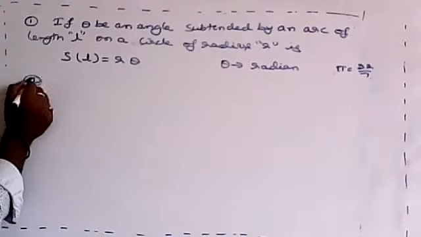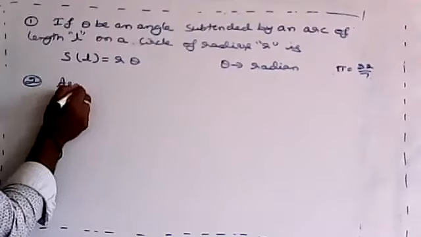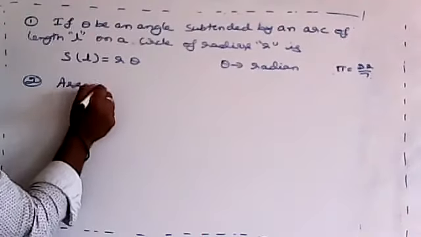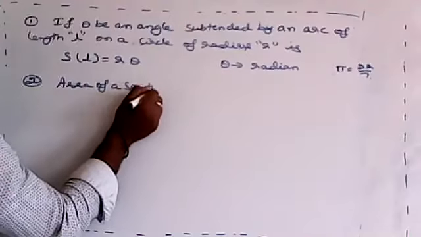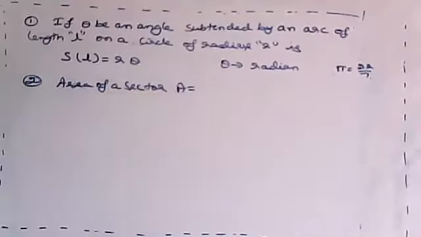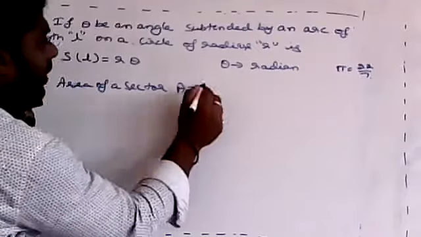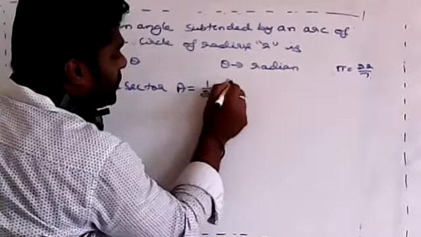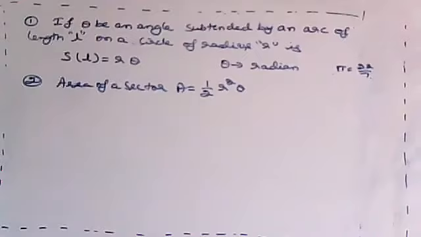And one more, area of a sector. A is equal to half r square theta. Okay, note down this one.